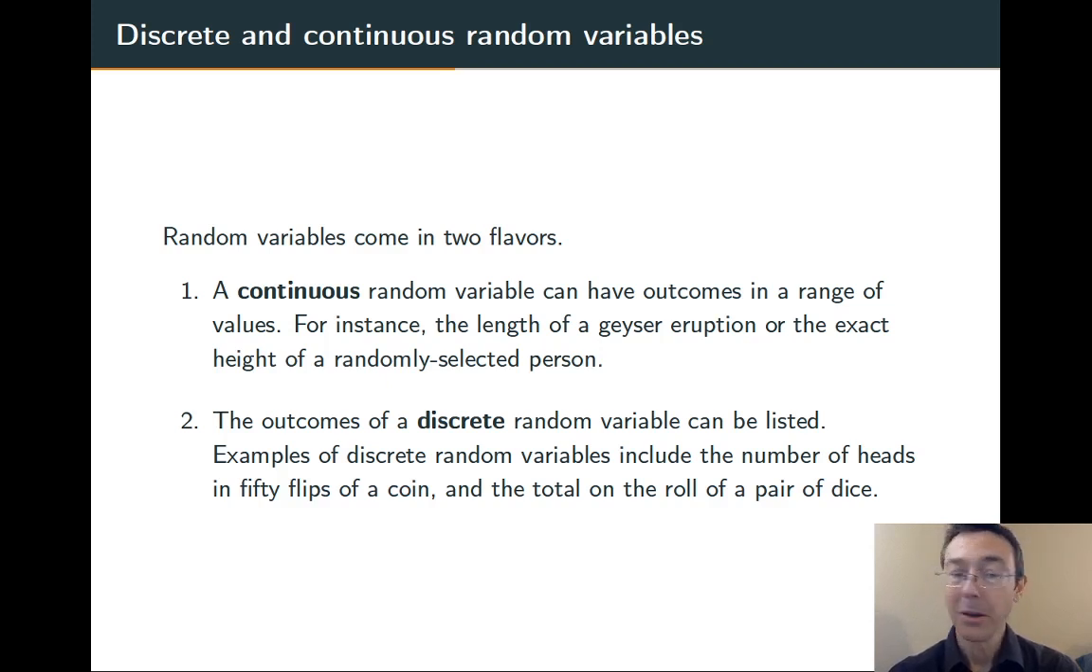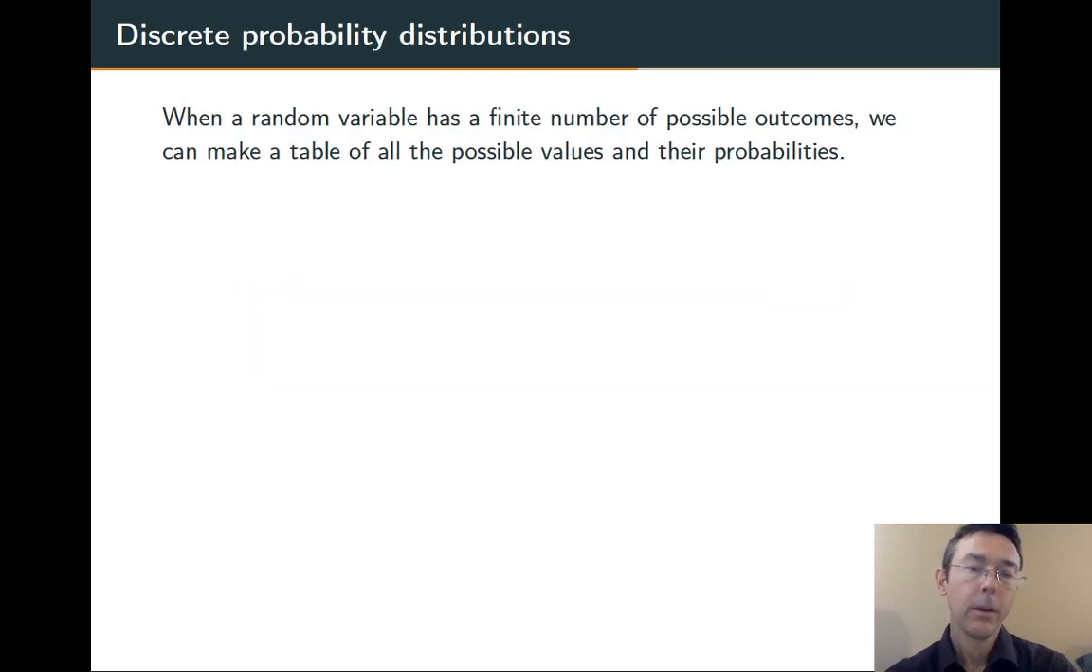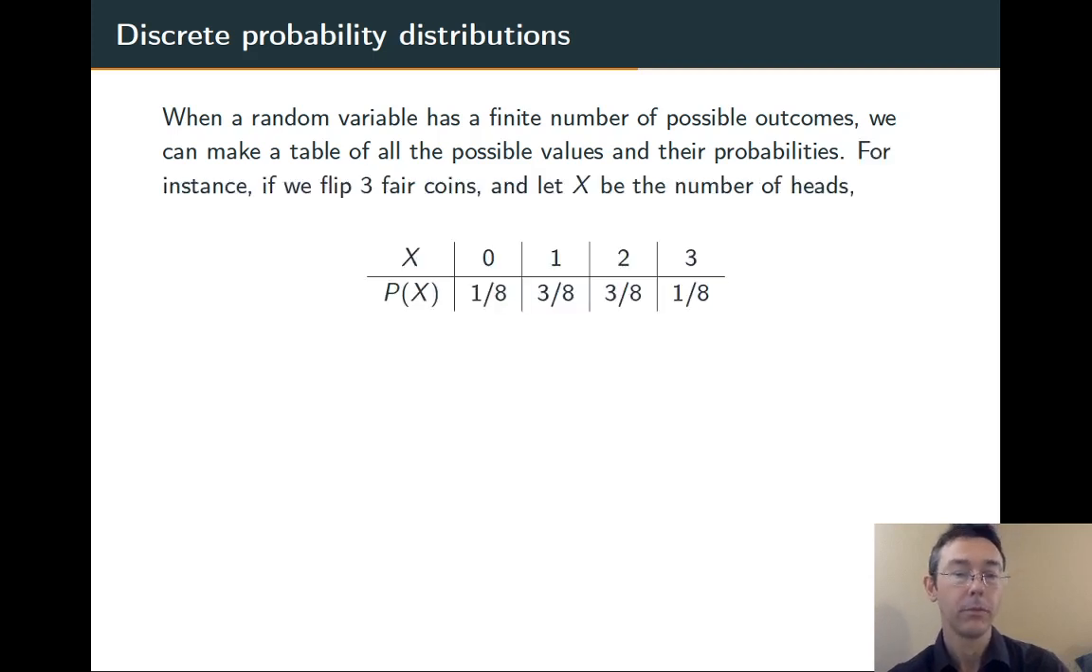Some examples: the number of heads that come up when you flip a coin 50 times, or the sum when you roll a pair of dice. When a random variable has a finite number of possible outcomes, you can just make a table of all those outcomes and their probabilities. That's called a discrete probability distribution.